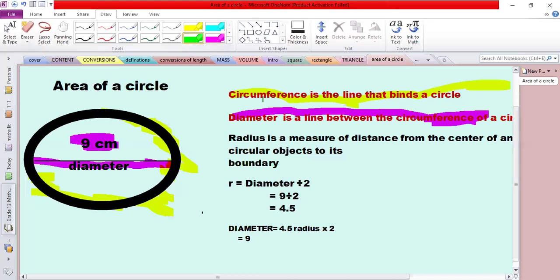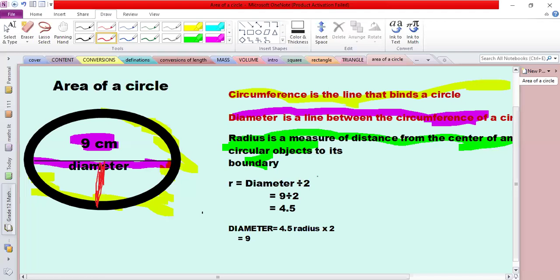Then we said radius is a measurement of distance from the center of any circular object to its boundary. Radius is half of diameter. I'm writing it in red here. That's where radius is located, from the center of the circle to the circumference.